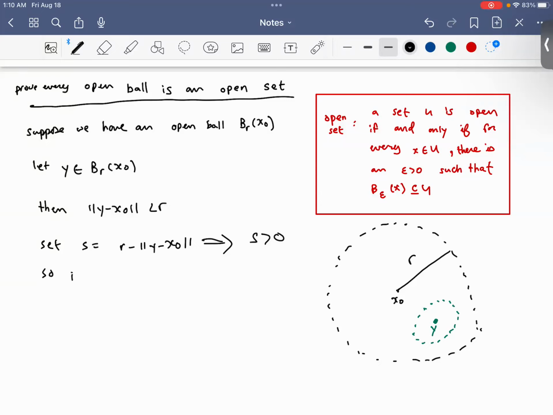Now, if we have a random arbitrary point x in this new open ball that we've created, then the distance between x and y is going to be less than s, right? So this is s, and if we choose any point inside here, the distance between x and y is going to be less than s.